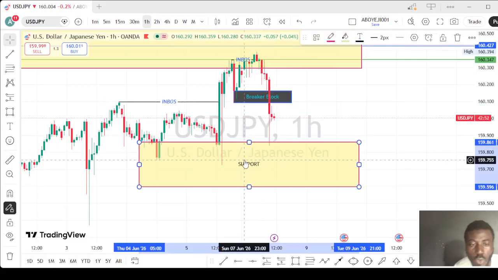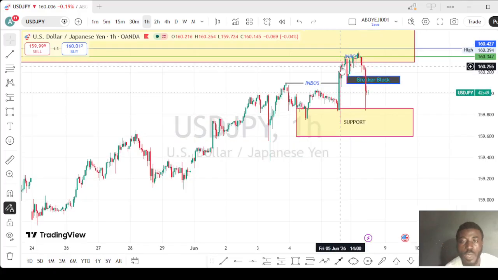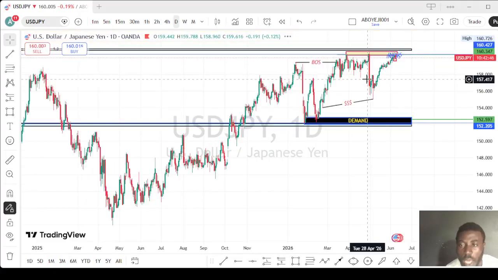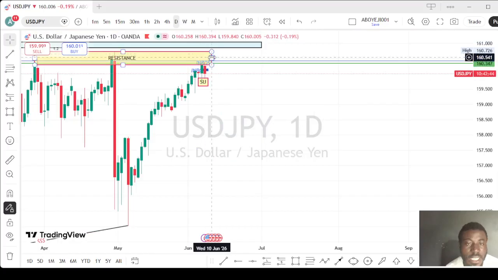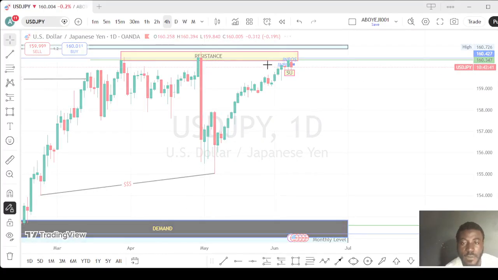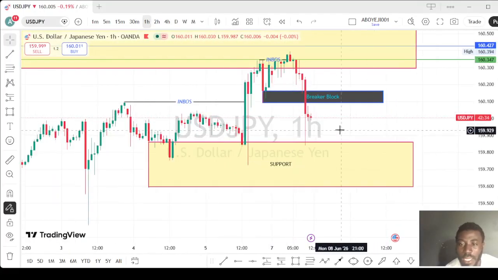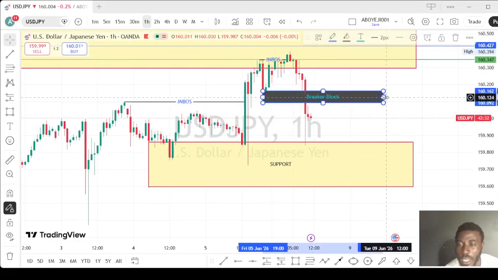This is 4 hour support too. So guys, be patient. You see, we are having daily resistance here. This is a daily resistance here, you can see. And this is 4 hour support here. And this is 1 hour, what? 1 hour breaker block here.